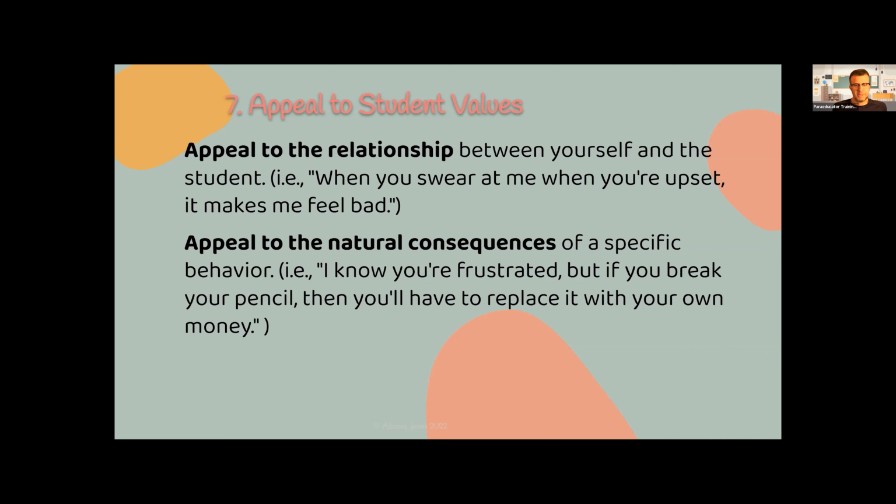We can appeal to the natural consequences of a specific behavior. I know you're frustrated, but if you break your pencil, then you'll have to replace it with your own money, something like that.